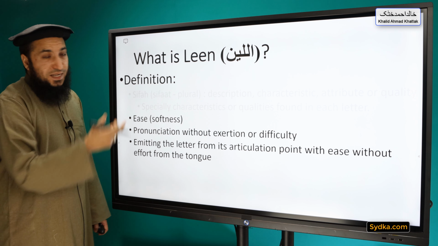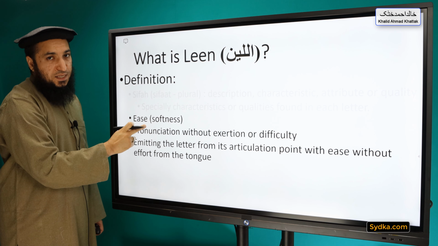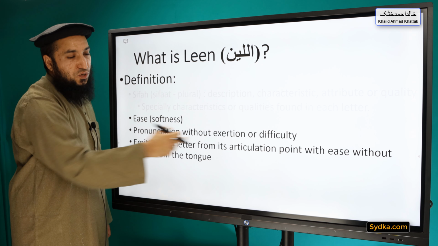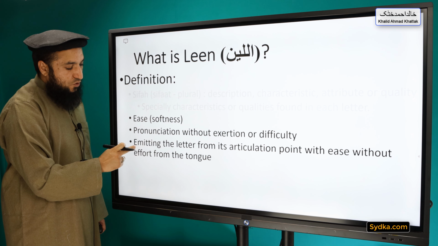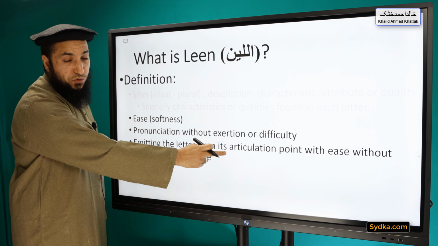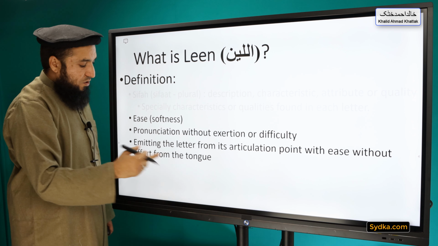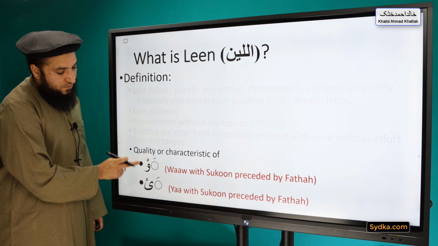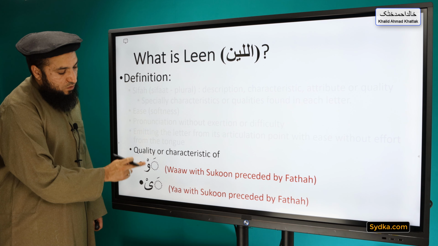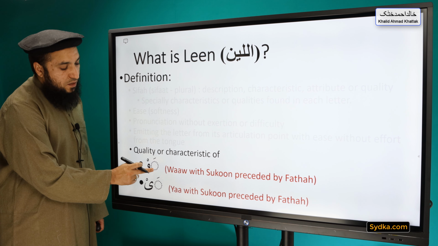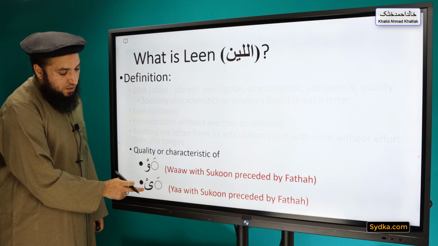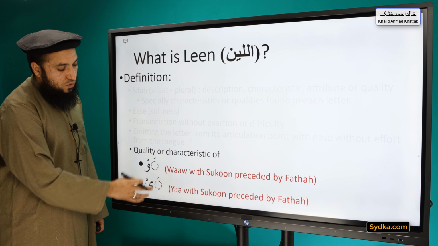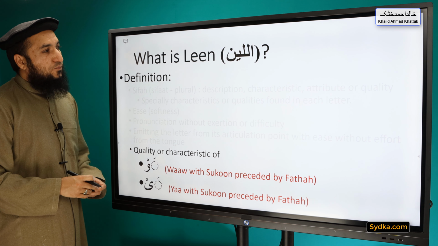So the meaning of Leen is ease or softness, and pronunciation without exertion or difficulty. Or the further definition will be emitting the letter from its articulation point with ease without effort from the tongue. So these two structures have the property of Leen. Waw sukoon, preceded by any letter which has fatha. Similarly, ya sukoon, preceded by any letter which has fatha. So these two have the property of Leen.